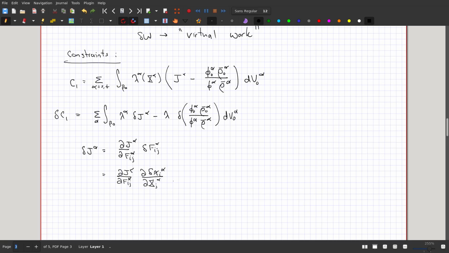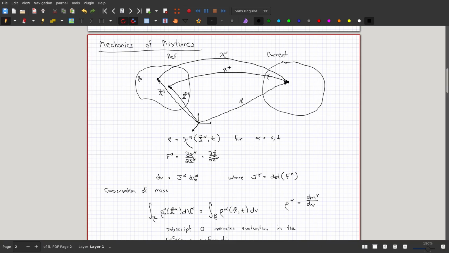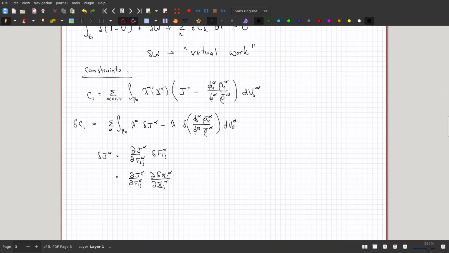Now, notice for the del xi, remember xi is the position vector in the current configuration, and all species are located at that point. But remember what these del are. They're variations of the motion. So while they all end up in the same place, there is an arbitrary variation on the motion of how they got there. If we go back to our drawing, the variation of the motion is this guy. So this is del x alpha. That's why there's an alpha on the del x, but not on x. At the end point, they end up in the same place, but how they got there, we vary.